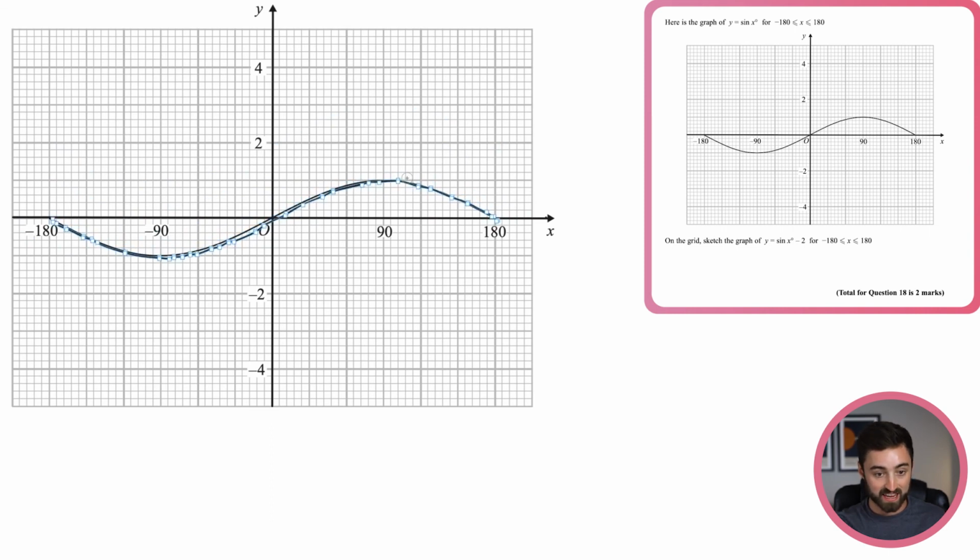So I stay exactly where it is, and then I just go down by 1, 2. And that is literally the answer here. Exactly the same shape, just shifted down by 2. And that becomes easy as soon as you have the classic graph transformations memorized.